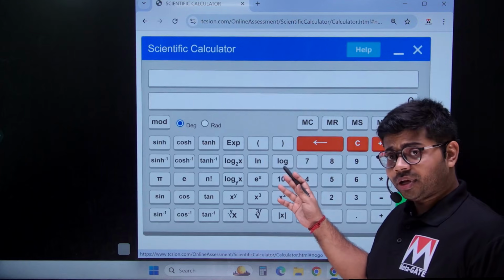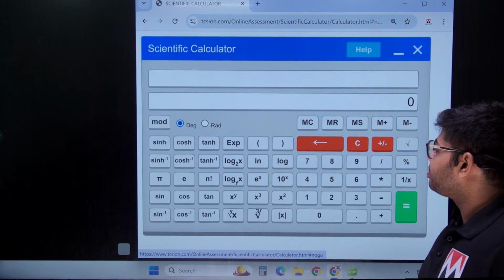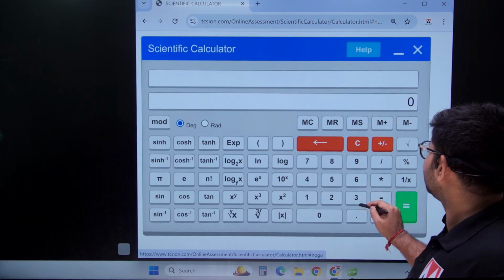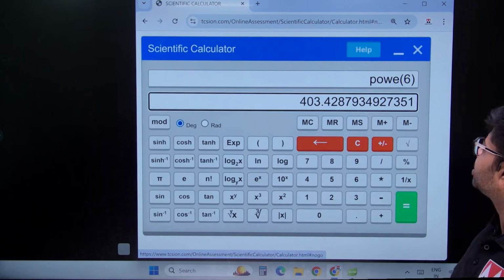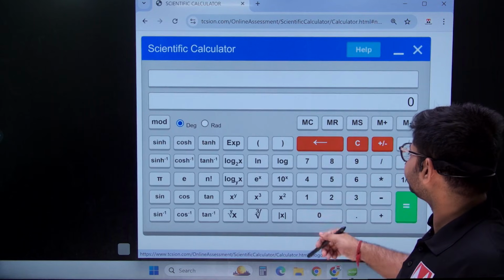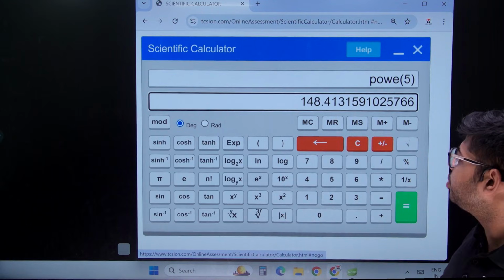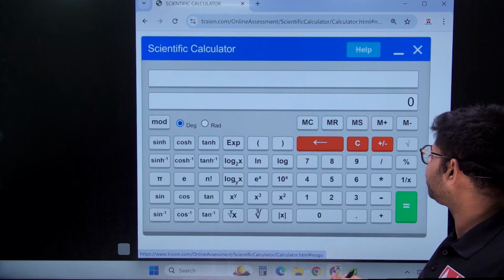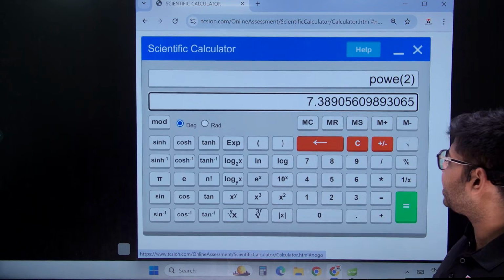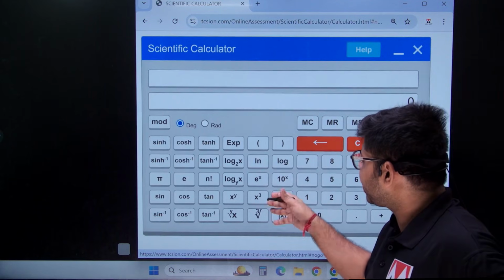Here there is log, log to the base 10, and this is log to the base e, ln. The e function, e to the power x, is also given to you. So you can find e to the power 5, which is going to directly give you the value 148.41. For e to the power 2, put 2 and then e to the power, and it is going to be 7.389, something like that. You can directly find it out. So these functions we are going to talk about.